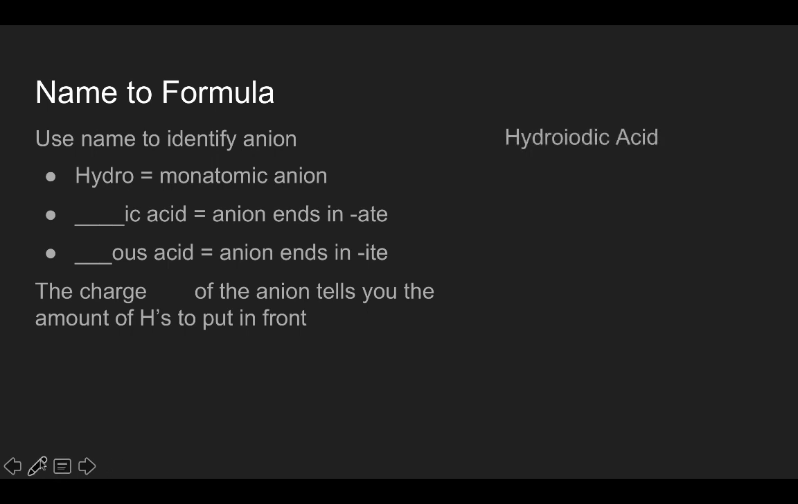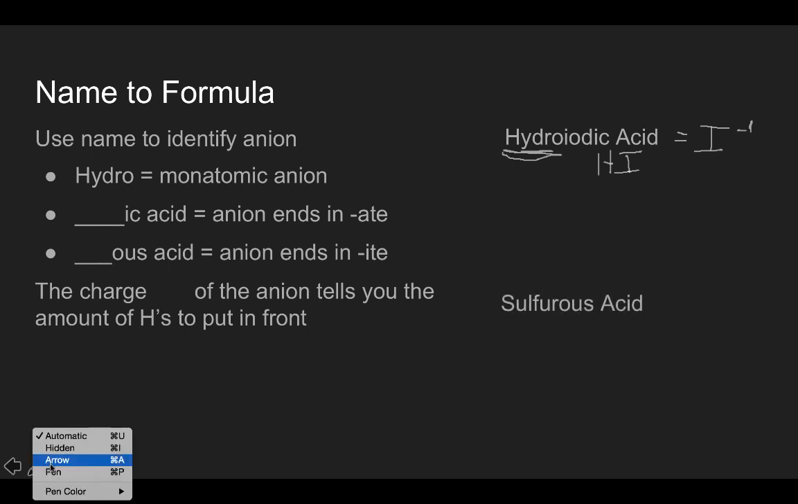If we look at hydroiodic acid, because we have hydro here, then we know that it was a monoatomic anion. So the anion comes from iodine. And if we look at it on our periodic table, the charge of it is I-1, which means that since the charge is a -1, we only need one hydrogen. So the formula is then HI.